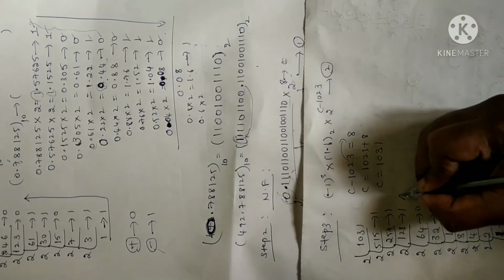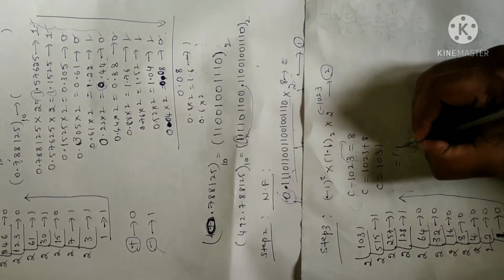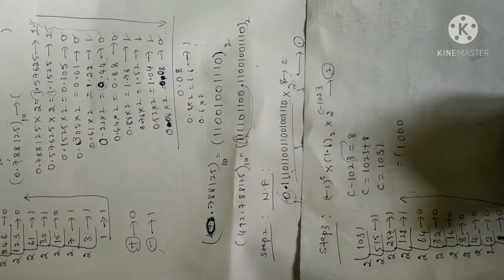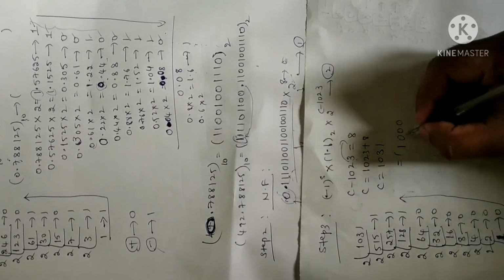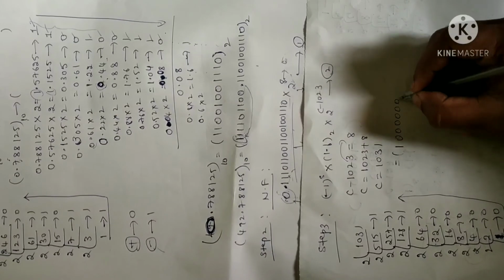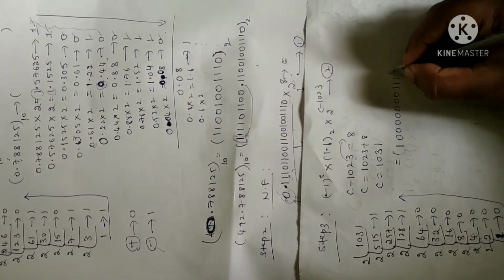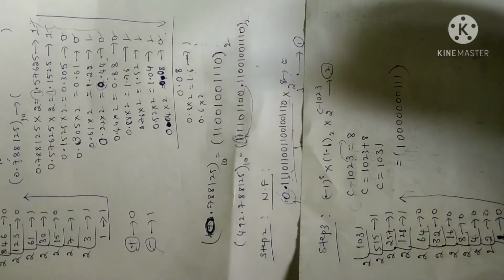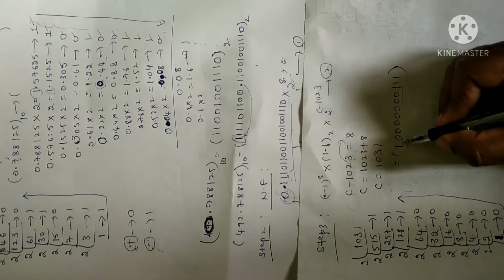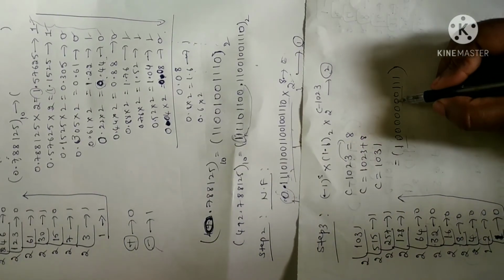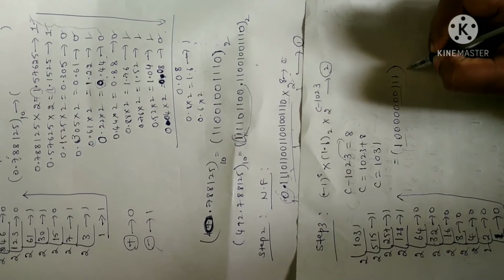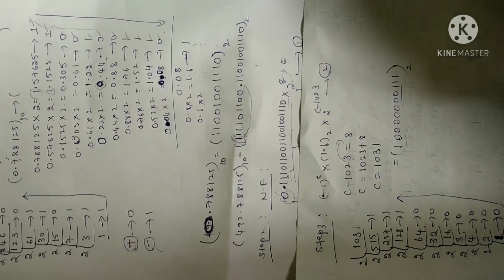So this is what the equivalent number is. Let me write 1 0 0. How many zeros? 1 2 3 4 5 6 7 zeros followed by 3 ones. You can note that, as I said earlier, you should have 11 digits here: 1 2 3 4 5 6 7 8 9 10 11 digits. So it is correct. You have converted it in terms of binary.